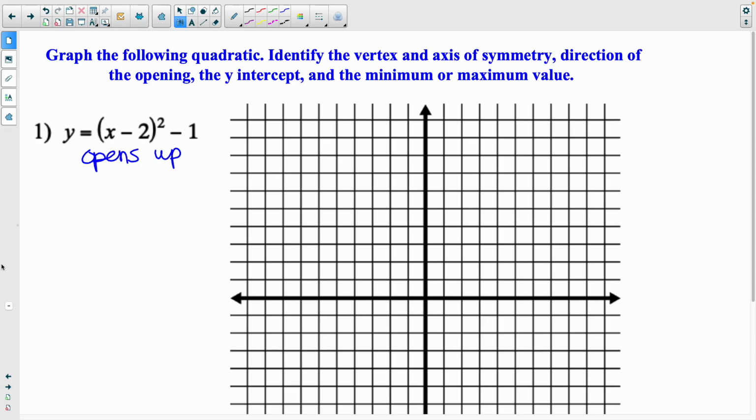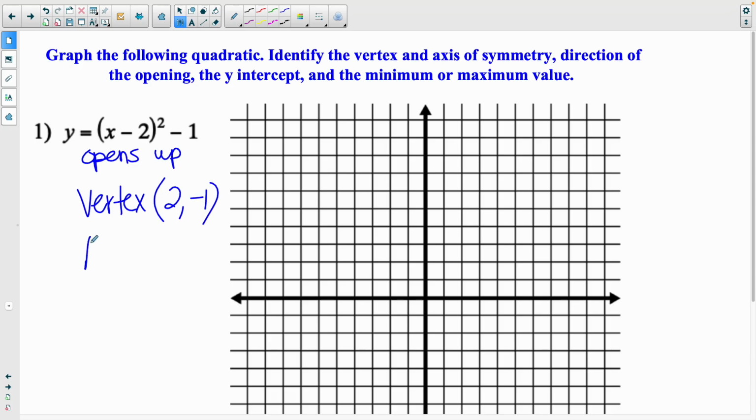If there's a negative here, it opens down. All right, so the vertex. What is the vertex of this graph going to be? Right, what we were just doing. 2, comma. Good. Nice job, guys. All right, so that's the vertex.